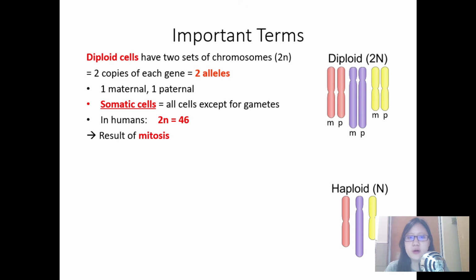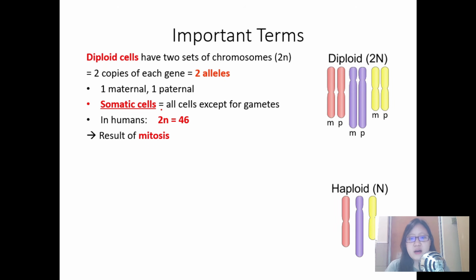Now, in diploid cells, there are two sets of chromosomes, meaning that they have two copies of each gene and two alleles of each gene. These alleles may be the same or may be different. In a diploid cell, one set of the chromosomes is from the maternal side, so one is inherited from mom, and the other is paternal, inherited from your dad.